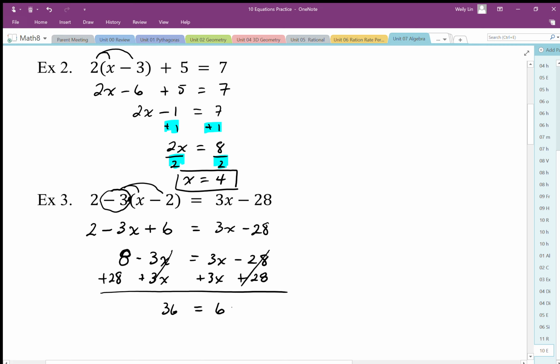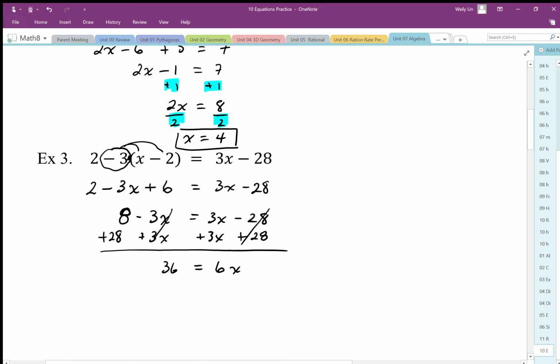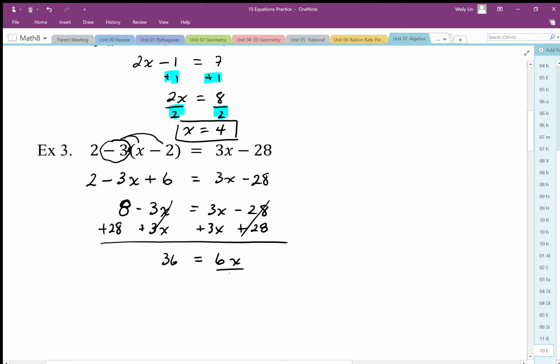And this ends up being 6x. At this point I can just get rid of the times 6 with the divide 6. And I end up with x is equal to 6 as my final answer. And again, we can always plug that back in if we want to check our answer.